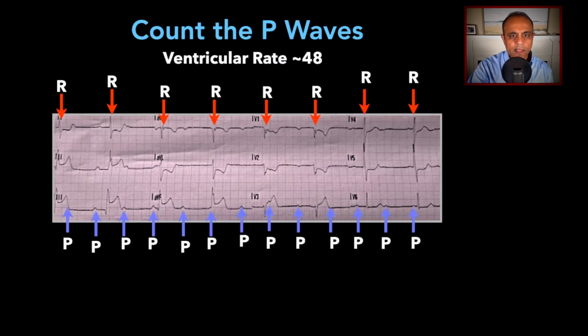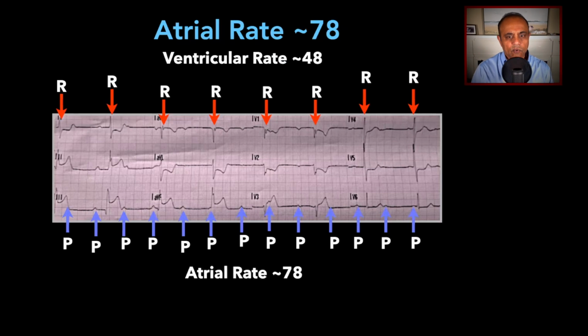And if you look at the P waves, you get an atrial rate of about 78 beats per minute. Again, there are P waves, but they don't communicate with the QRS complexes, right? So that's a big problem right there.